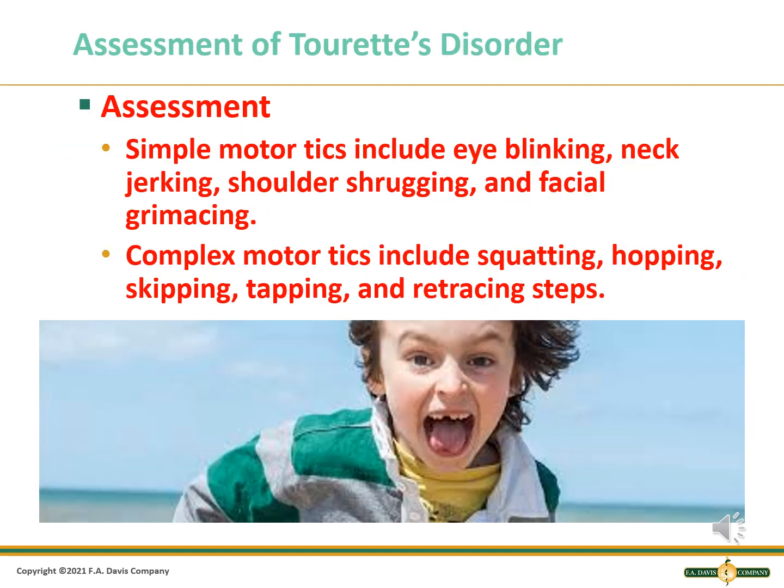The motor tics of Tourette's disorder may involve the head, torso, and upper and lower limbs. Initial symptoms may begin with a single motor tic, most commonly eye blinking, or with multiple symptoms. Initially, tics tend to occur in the face and neck and progress downward to the torso and lower limbs over time. Simple motor tics include movements, such as eye blinking, neck jerking, shoulder shrugging, and facial grimacing. The more complex motor tics include squatting, hopping, skipping, tapping, and retracing steps.